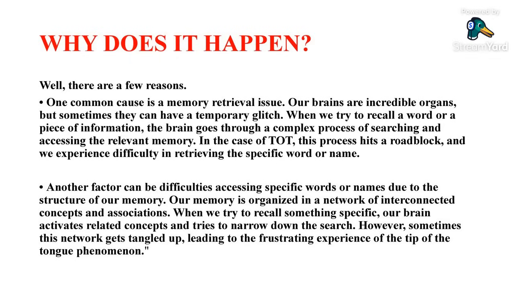Another factor that makes TOT happen is difficulty in accessing specific words or names due to the structure of our memory. As I said earlier, our memory is just like our devices. We have different things stored therein. So our memory is organized in a network of interconnected concepts and associations, and when you try to recall something specific, the brain immediately starts looking for related concepts and tries to narrow down the search to whatever you are looking for. As I'm speaking, my brain is working, and it is trying to just connect the dots. As you speak, your brain is working. It's trying to connect the dots, make sure everything you're saying is coming out as you want it.